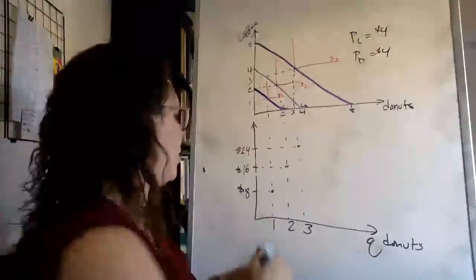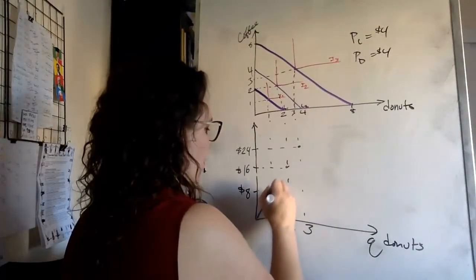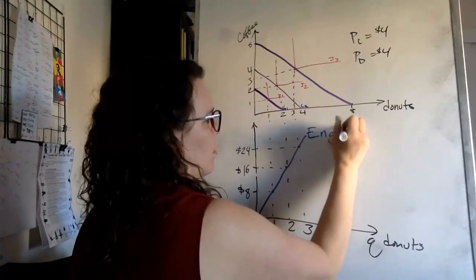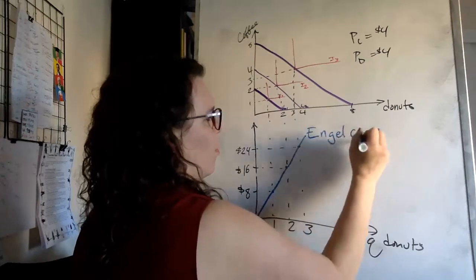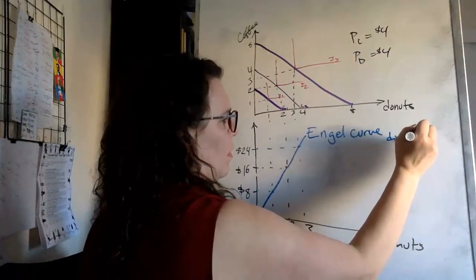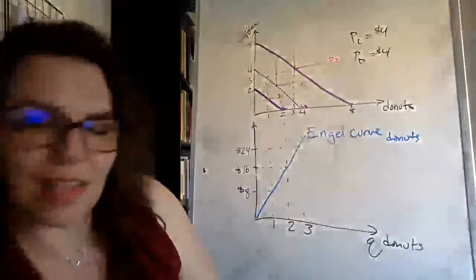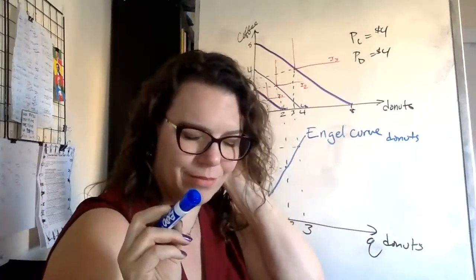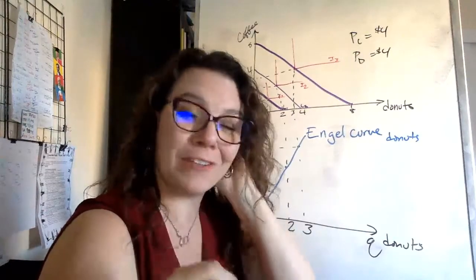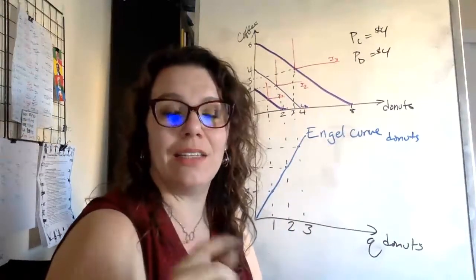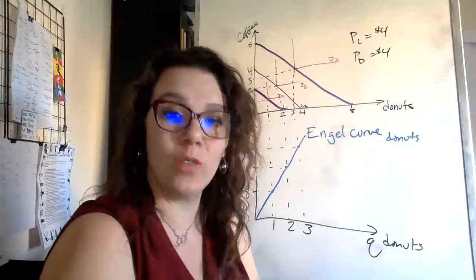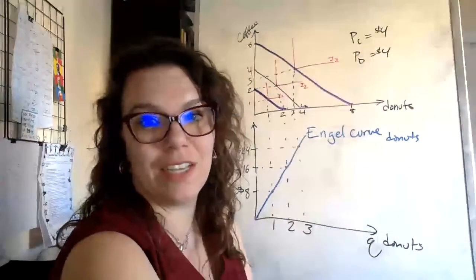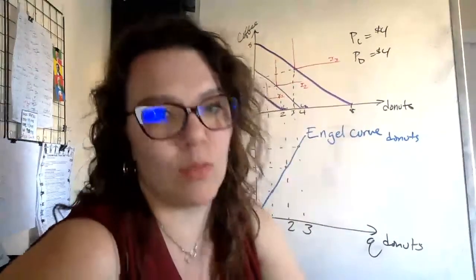So as Hugo's income goes up, we see the Engel curve for donuts slopes upward, and even though they're perfect complements and Hugo wants to have them together and only in equal proportions, we can also see donuts are a normal good. And as Hugo's income goes up, he consumes more of them.